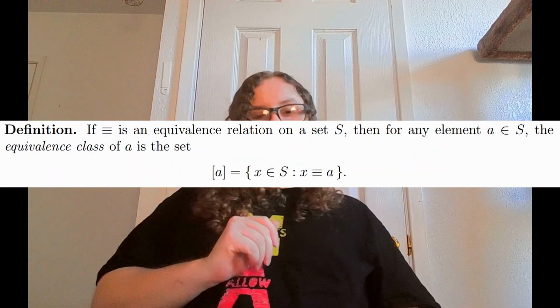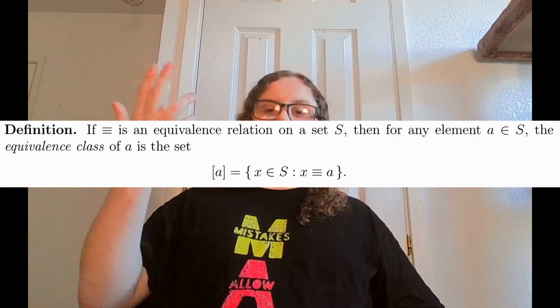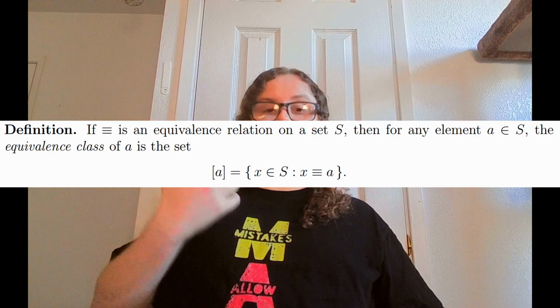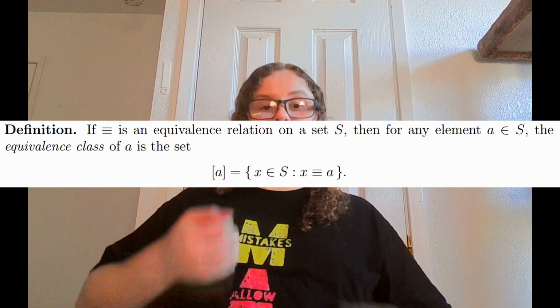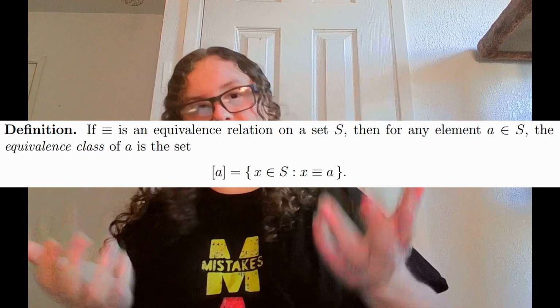Definition. If congruence is an equivalence relation on a set S, then for any element a in S, the equivalence class of a is the set of x in S such that x is congruent to a. In other words, [a] is the collection of all elements in S that are considered the same as a under the relation congruence. Equivalence classes partition the set S. Every element of S belongs to exactly one equivalence class, and no two classes overlap.